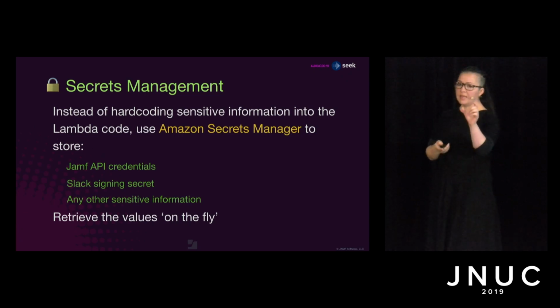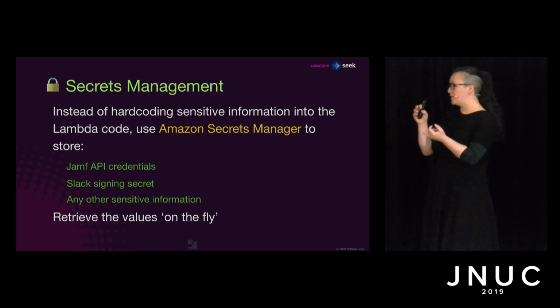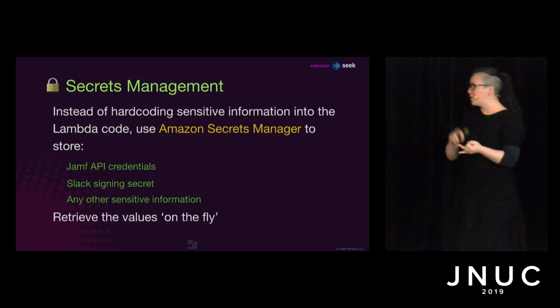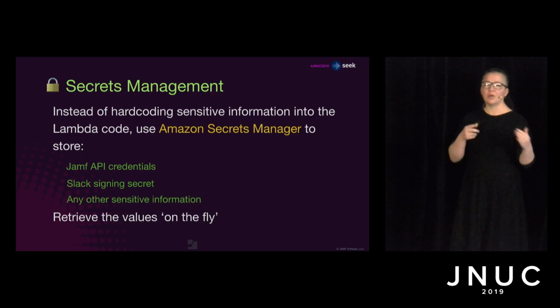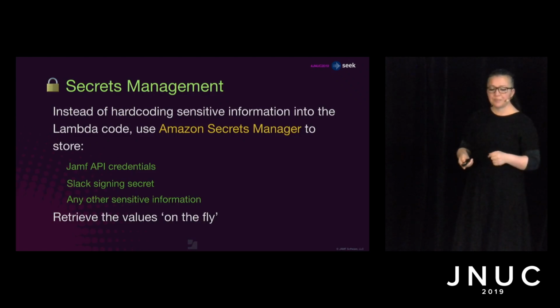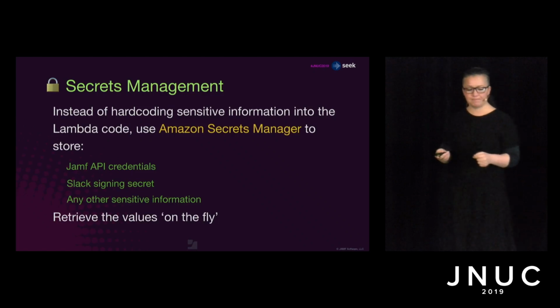I'm storing the sensitive information, which is the Slack signing secret, the Jamf API credentials, channel ID, anything that you really don't want to be hard coding into your function. And then within my function, I'm retrieving those values on the fly.